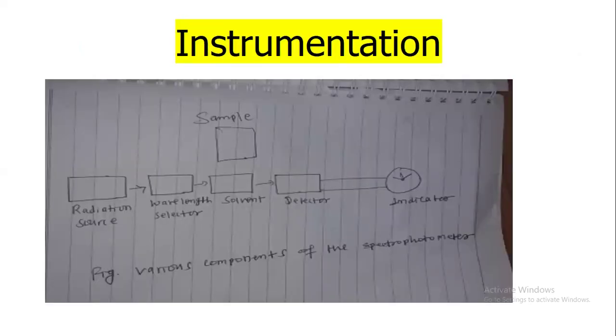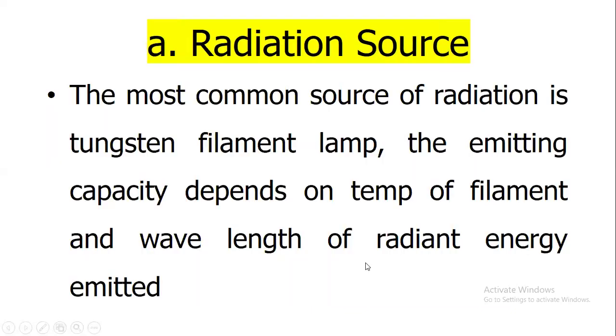Instrumentation: radiation source, wavelength selector, solvent, sample, detector, indicator, the various components of the spectrophotometer. Radiation source: the most common source of radiation is tungsten filament lamp. The emitting capacity depends on the temperature of filament and wavelength of radiant energy emitted.